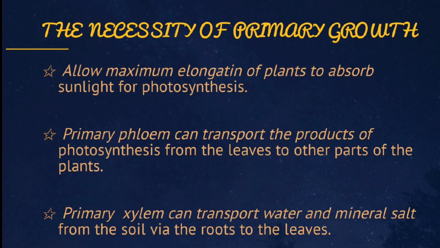First, allow maximum elongation of plants to absorb sunlight for photosynthesis. Second, primary phloem can transport the product of photosynthesis from the leaf to other parts of the plant. Third, primary xylem can transport water and mineral salts from the soil via roots to the leaf.